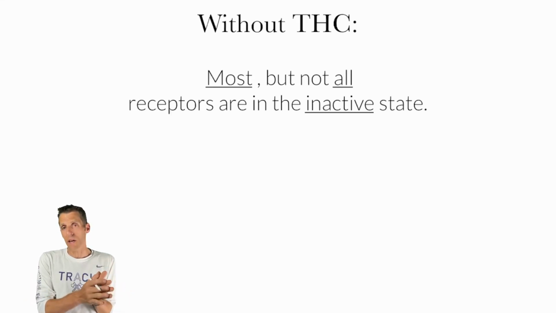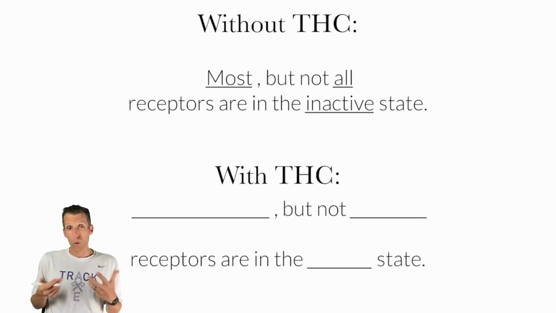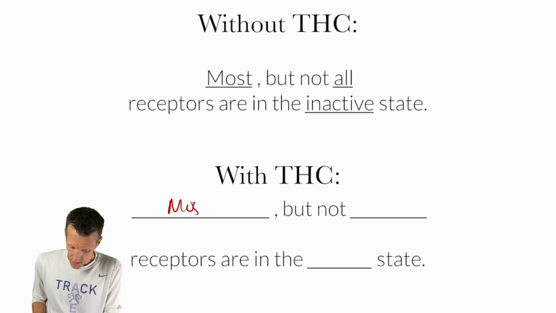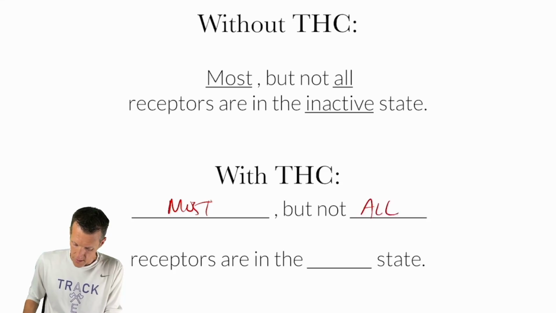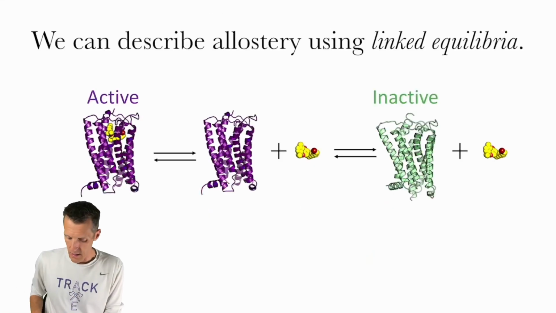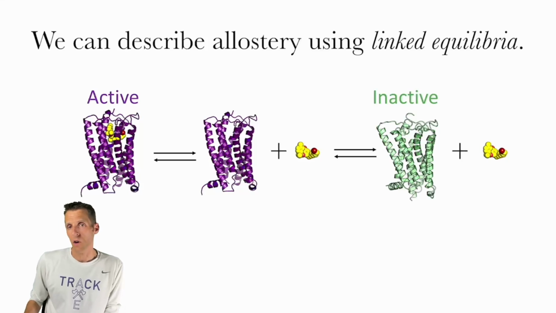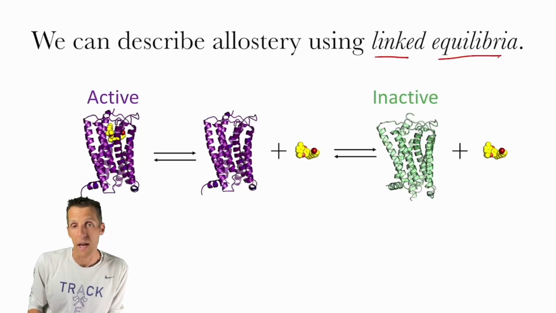So without THC, remember, most but not all the receptors are in the inactive form. So the receptors are all green. But with THC, most but not all receptors are in the active state. So we're somehow able to drive this transition. So how did this happen and how can we describe this? Well, we're going to describe this using the idea of linked equilibria.